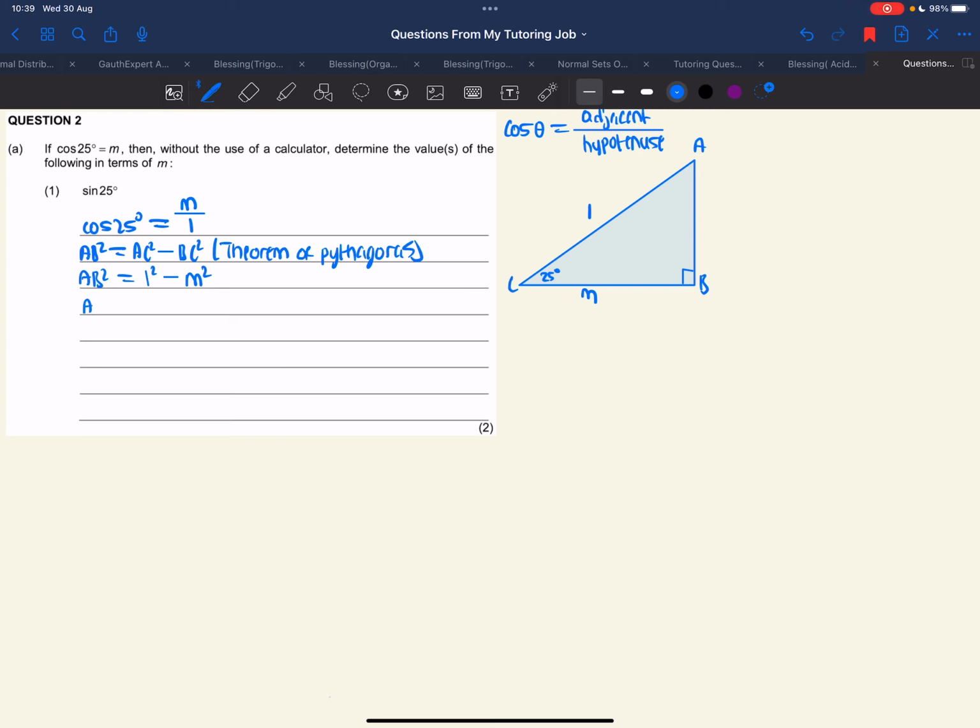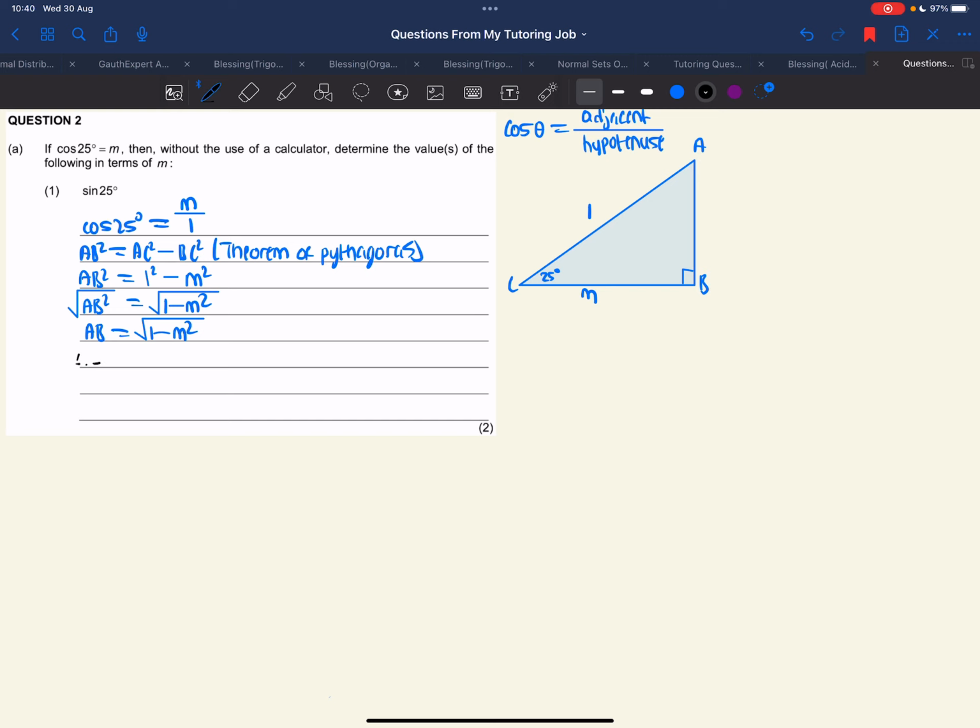Now, to find AB from AB squared, I'm going to square root that. So it will be 1 minus m squared, and therefore AB is basically going to be the square root of 1 minus m squared. All right.